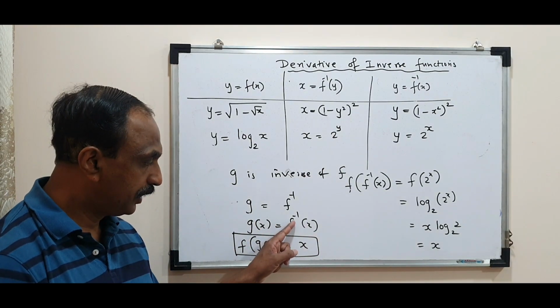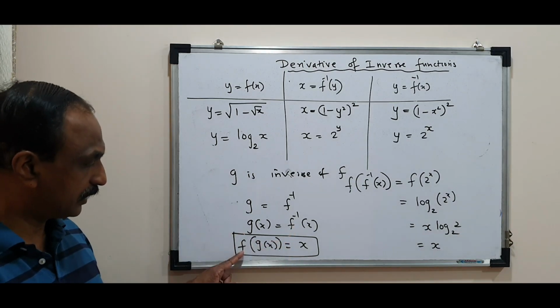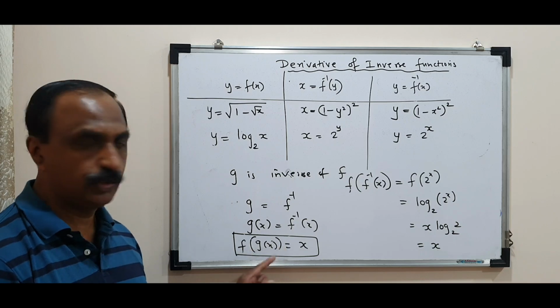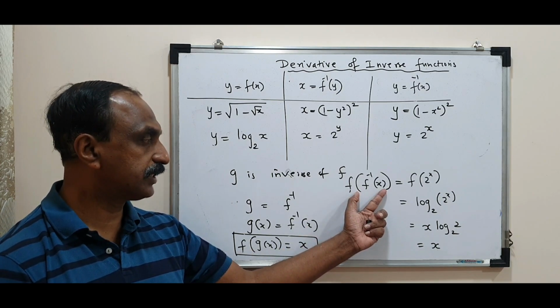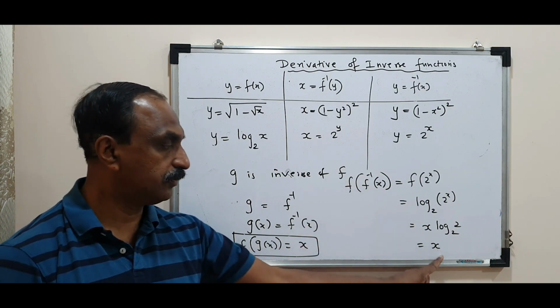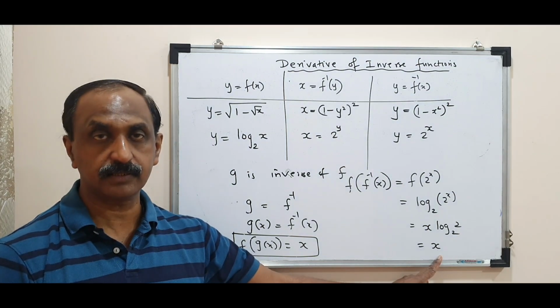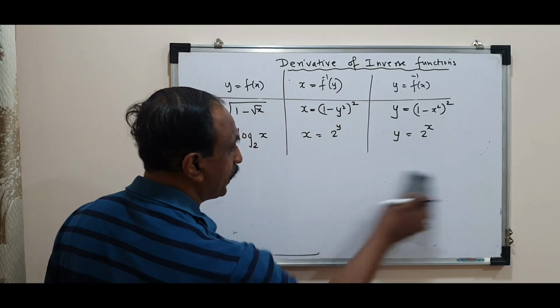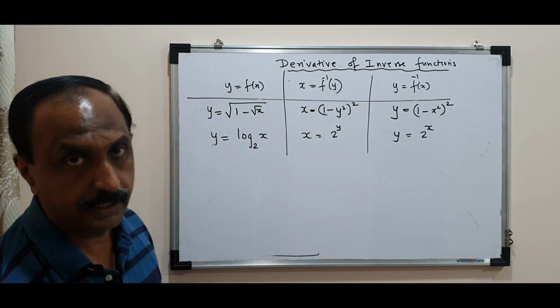Then what can you say? This f, you bring it to the left hand side. So f of g x equals x. This notation will help you all the time. What I showed you is the same thing. f of its inverse will always give you x as the answer. This is one of the most important properties that you should remember.